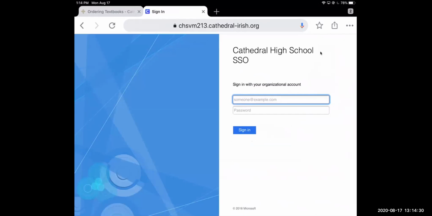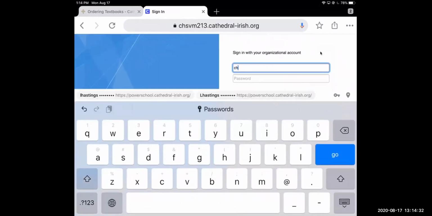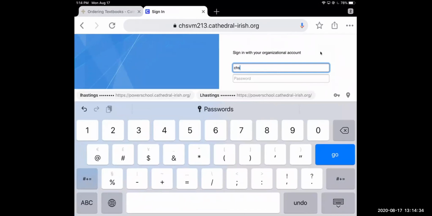When you log in here, it's CHS, lowercase, and then a backslash, and then it'll be your regular PowerSchool username and password. That does not include the @gocathedral.com. It's just the name part and then the 23 or 24 at the end. Okay, and then your password.